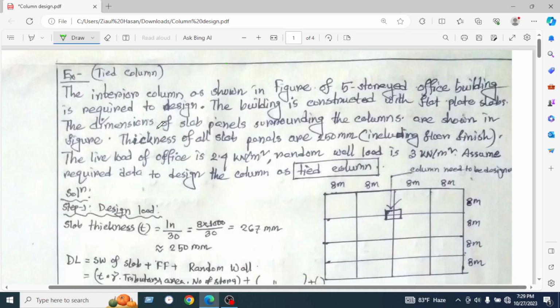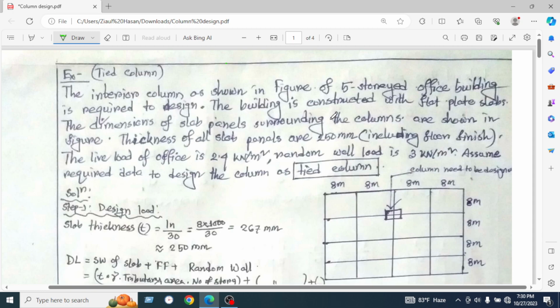Hello everyone, today I am going to design a tied column. So here is the question of the tied column. The interior column, as shown in the figure, of the 5 story office building. Here is the figure. This 5 story building is required to be designed.